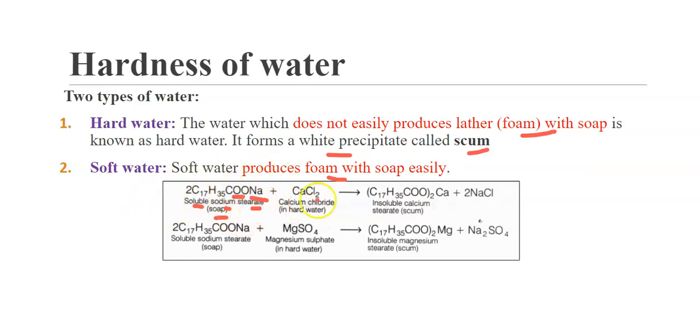So this is soap. When soap reacts with calcium chloride, a salt present in water, because of which the water is hard, it doesn't form lather or foam easily, rather it forms scum. We said scum is a white precipitate. This is the scum formed here. It is insoluble calcium stearate. You can see the position of sodium in soap is taken by calcium from the salt, plus NaCl is formed.